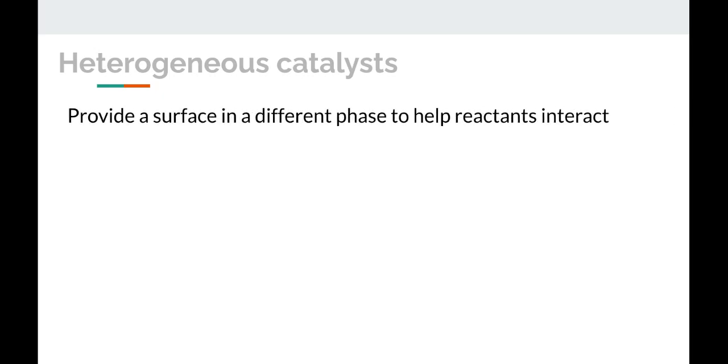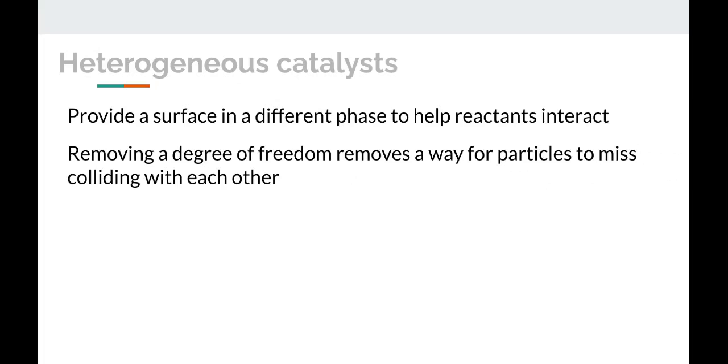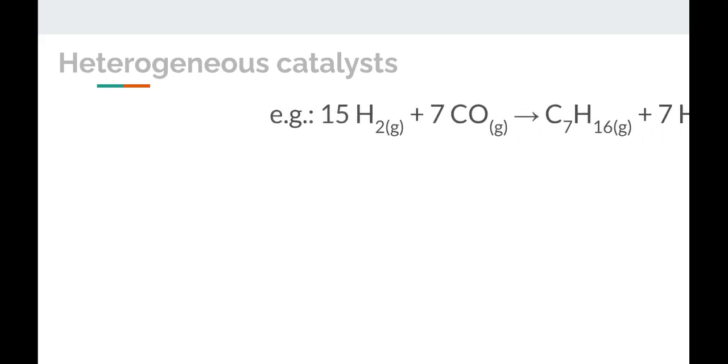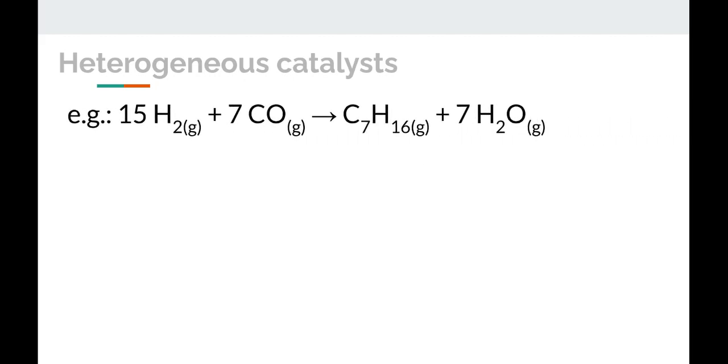have more effective collisions. By removing that degree of freedom, by having them slide around on a two-dimensional surface instead of bounce around in three-dimensional space, you remove a way for the particles to not hit each other, and that means they hit each other more often, which means more collisions that are effective, which means a higher reaction rate. Here's an example of something that benefits from heterogeneous catalysis.